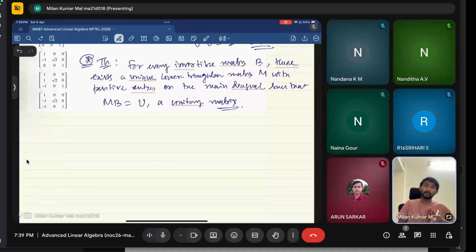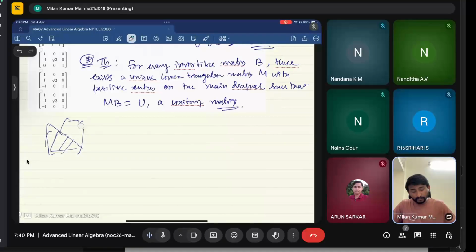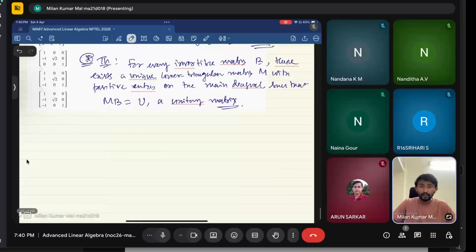So what it says: suppose you have an invertible matrix, you will always find a lower triangular matrix. That means the matrix whose elements above the main diagonal are 0. There can be non-zero entries, but those above the diagonal will all be 0. This is the lower triangular matrix. There will always exist a unique lower triangular matrix M with positive entries on the main diagonal, such that if you multiply that matrix from the left-hand side, you will get a unitary matrix. Of course, there always exists such a matrix. That is what it is.